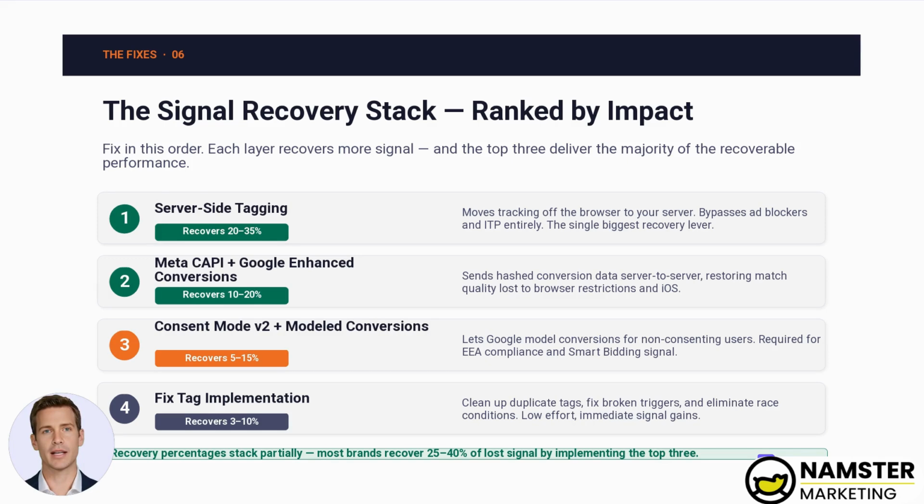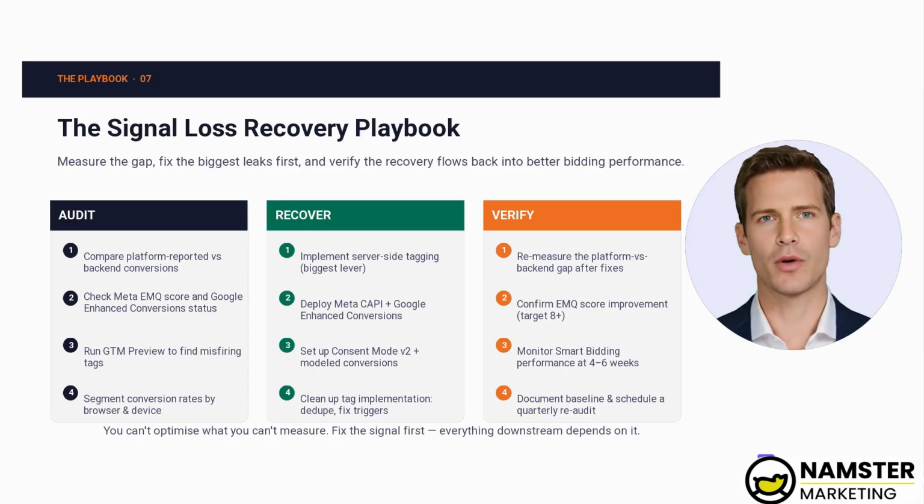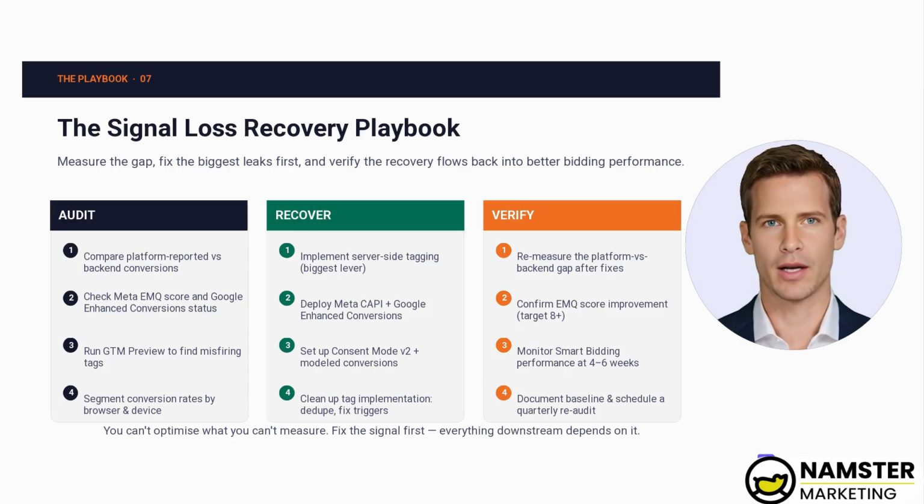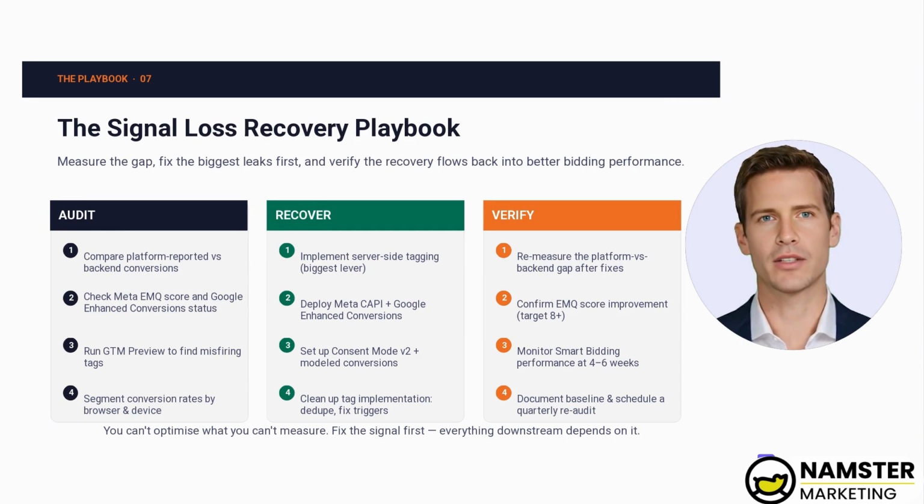Finally, we clean up the tag implementation itself to eliminate duplicates and race conditions. While these percentages stack partially, most brands recover between 25 and 40% of their lost signal by successfully implementing the top 3 layers of this recovery stack. In conclusion, we follow a simple yet rigorous playbook: audit, recover, and verify. You cannot optimize what you cannot measure, and every downstream marketing activity, from budget allocation to creative testing, depends on the integrity of your signal.